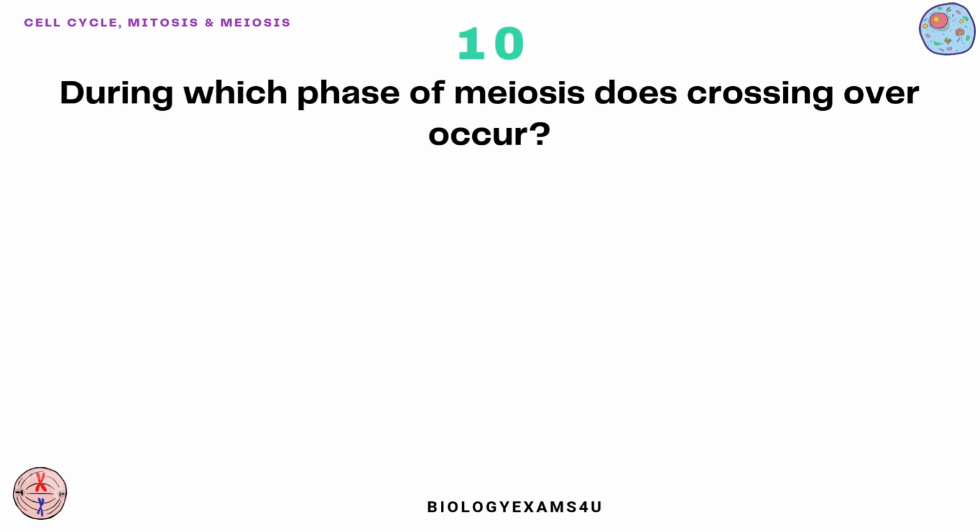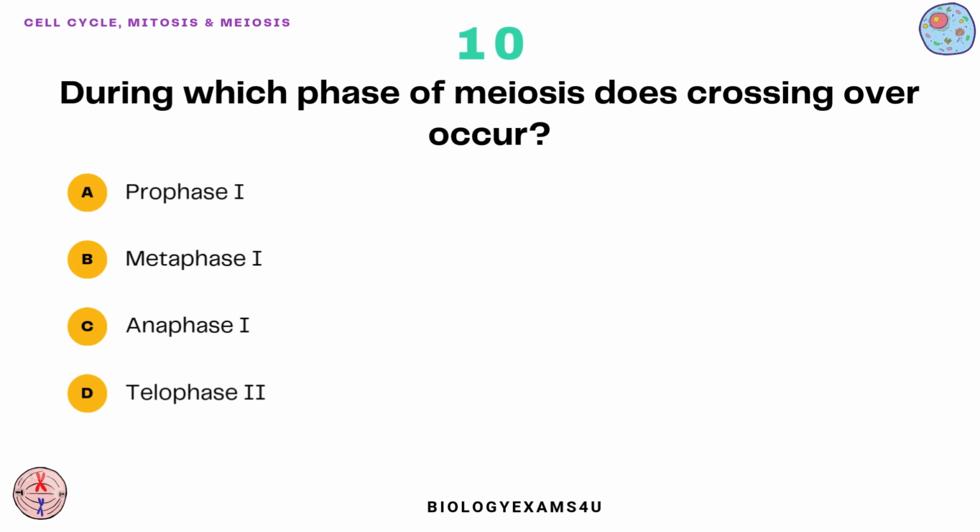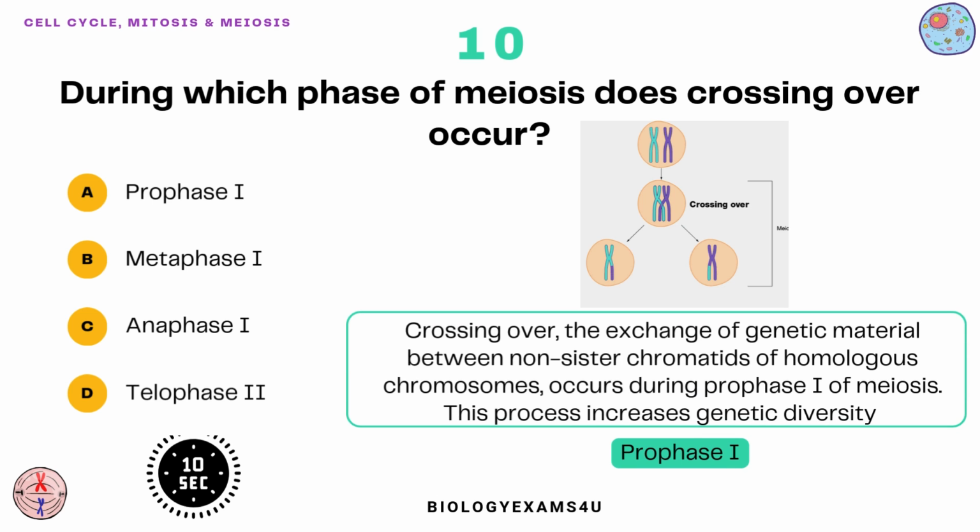Question number 10. During which phase of meiosis does crossing over occur? Options are A, prophase 1, B, metaphase 1, C, anaphase 1, D, telophase 2. The correct answer is prophase 1. Crossing over is the exchange of genetic material between non-sister chromatids of homologous chromosomes that occurs during prophase 1 of meiosis. This process increases genetic diversity.